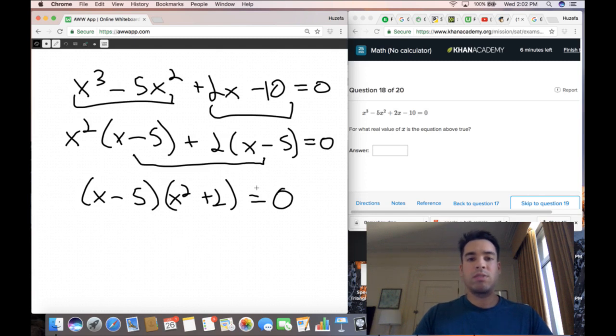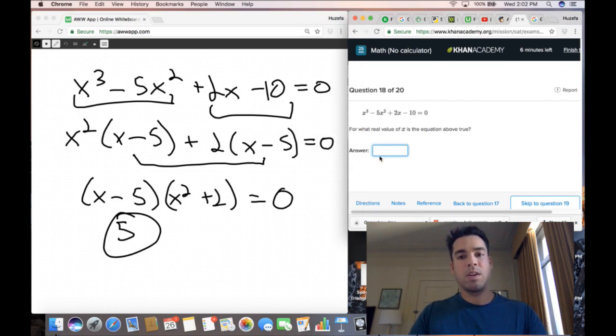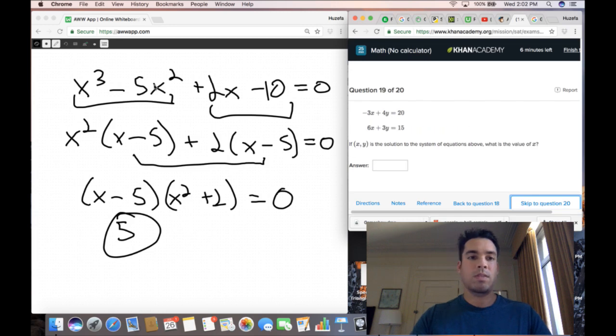And what real value is true of the equation above? This could be 5, and then this would actually be the square root of negative 2. So this is no good. That's not a real solution. 5 is your real solution. And you could test it if you had time. You could plug 5 in and make sure it goes to 0. It'd be 125 minus 125, which is 0, 10 minus 10, and it works. Okay.